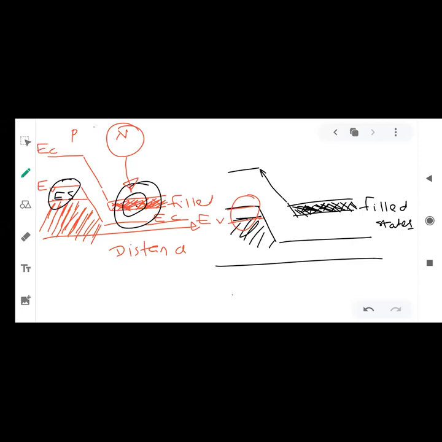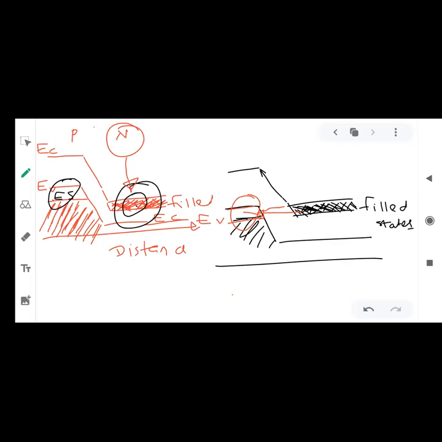But if externally applied, now you can see that the energy level of the electron and this empty space has become equal, or a little alignment has been achieved. So you can see that now, since the energy level of some of the electrons and some of the empty space has become equal, the electron can start tunneling from the n region to the p region.